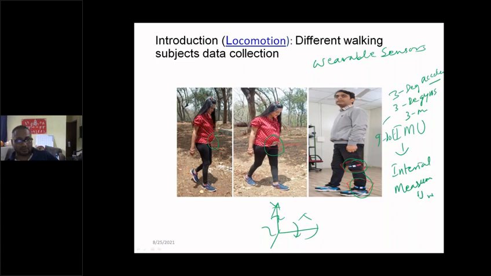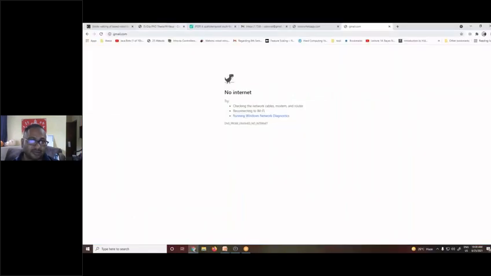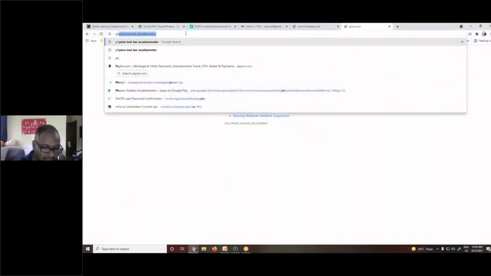And we know that in mobile phones, what is there? Mobile phones are now automatically enabled with an accelerometer and gyroscope, and you can download the Physics Toolbox Accelerometer app, which I'm going to show you. Okay, this app.